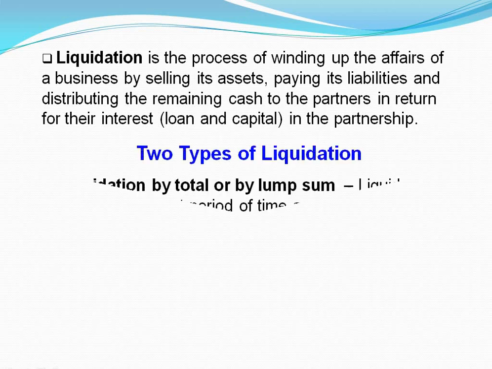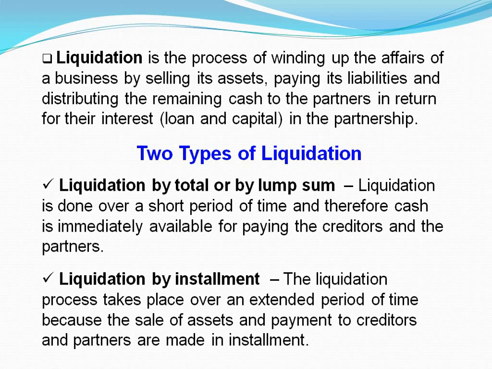Liquidation may be by total or by installment. The difference is that in liquidation by total or by lump sum, the entire process is done over a short period of time. While in liquidation by installment, the process extends over a relatively long period. Needless to say, it is easier to prepare a statement of liquidation in liquidation by total than by installment.